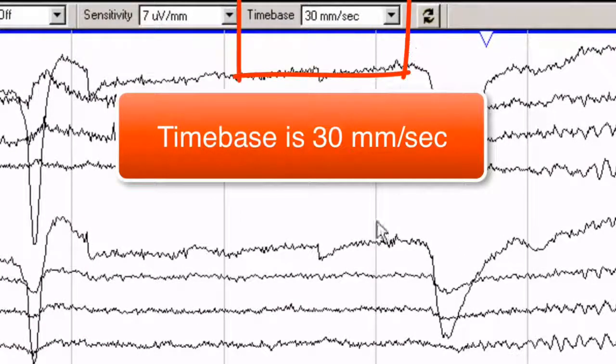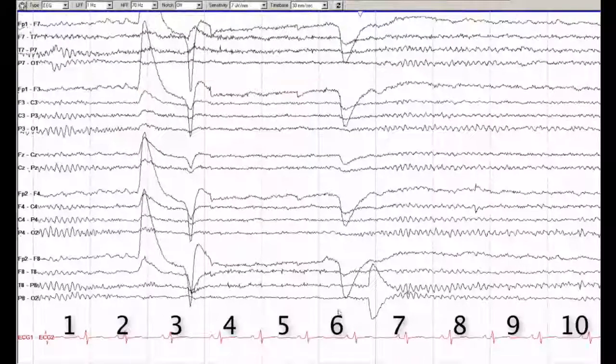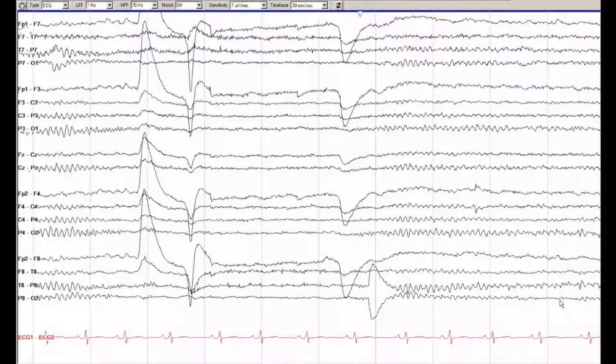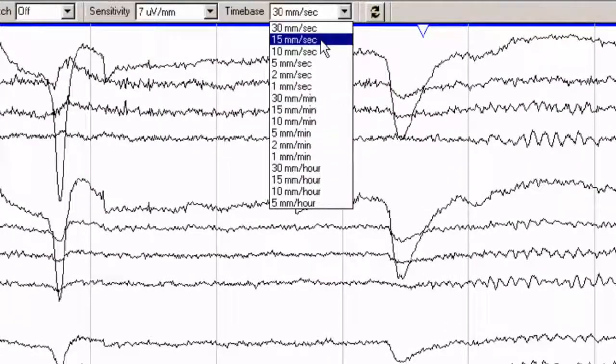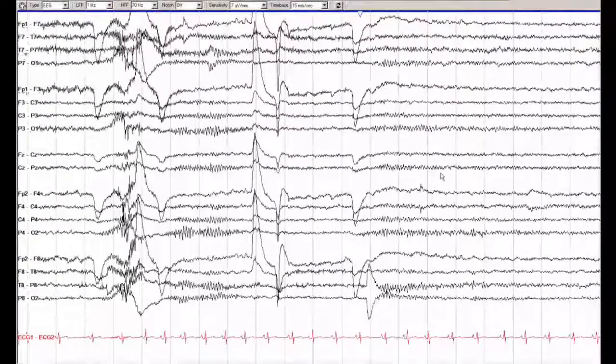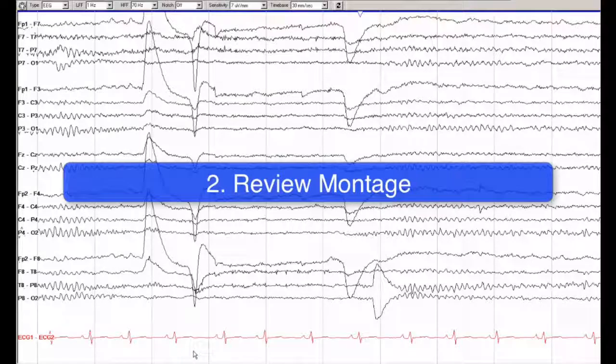Finally, we look at the time base, which in this case is set so that we see approximately 10 seconds in a single epoch. You can see what happens if we change the time base to increase the number of seconds in a single epoch. The background seems abnormally high frequency or fast. Next, we have to look at the montage.